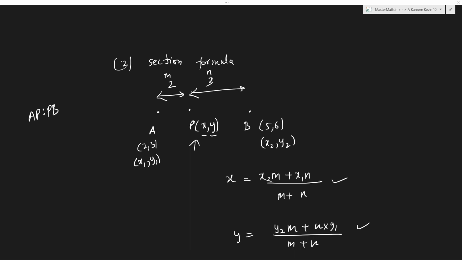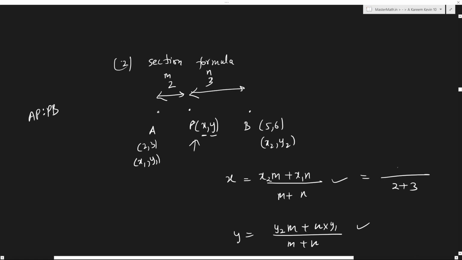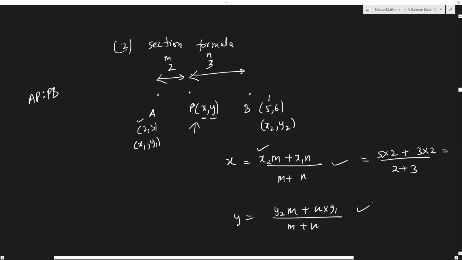Yes, sir. So now let's substitute the values. First I will write m plus n. m plus n is 2 plus 3. Now what is x2? x2 is 5. So 5 into 2. What is x1? 2. So 3 into 2. Now whatever value you get, that's the answer. Now for y, it is 2 plus 3, and y2 was 6 and y1 was 3.